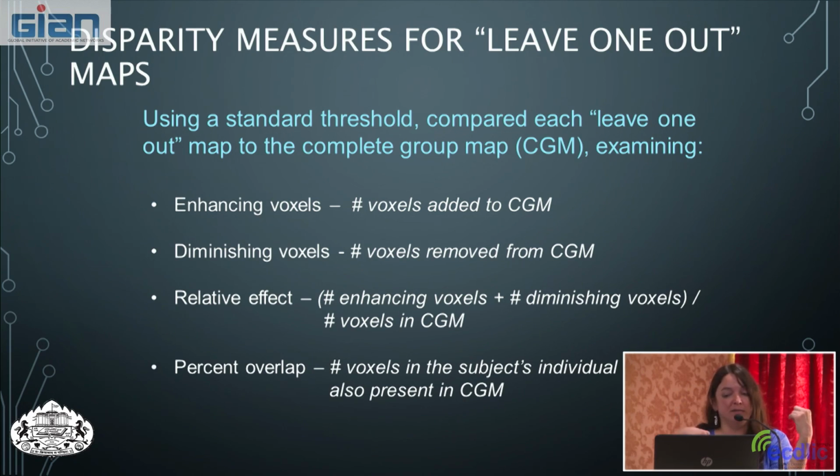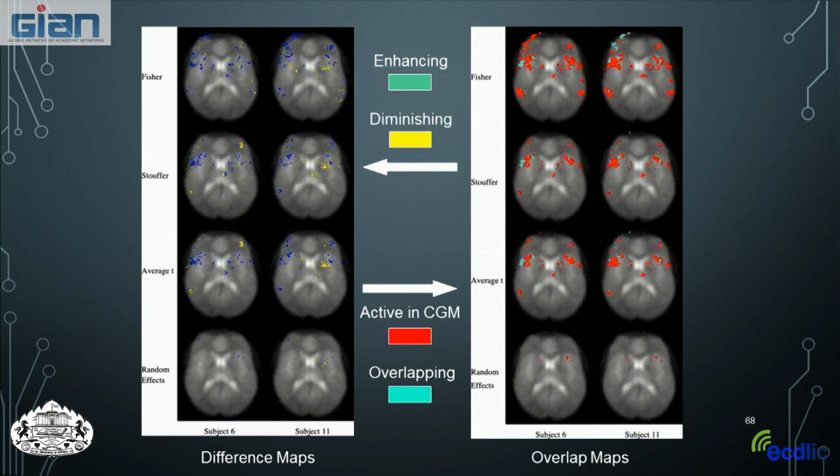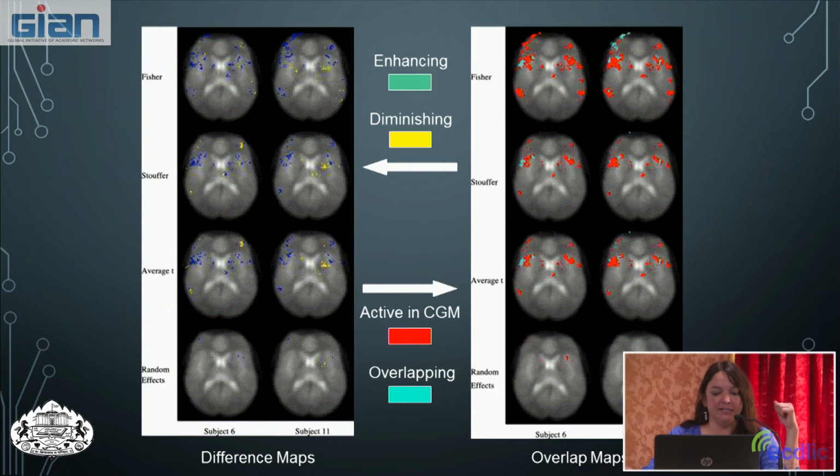So we took the number of enhancing and the number of diminishing voxels, and divided this by the total number of active voxels in the complete group map. And then we looked at this percent overlap. So again, this is a measure of how much leaving a person out of a map affected the overall group map. It was a pretty simple-ish type of study, just to get an idea.